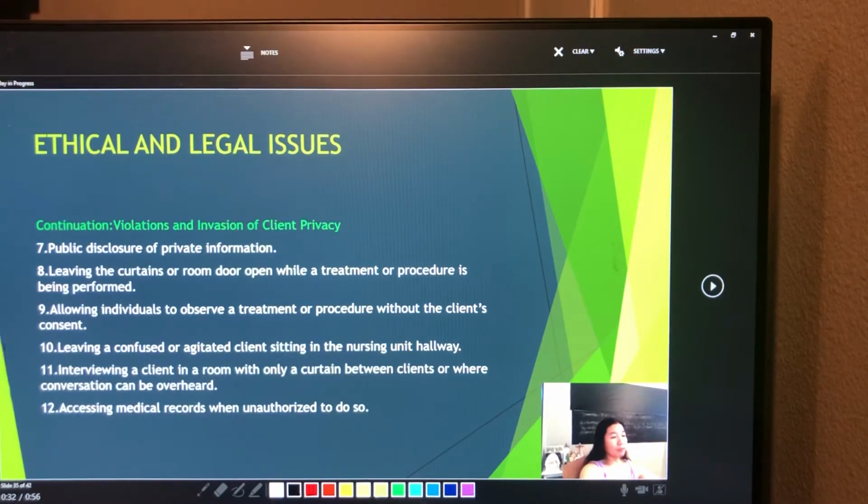Number 10, leaving a confused or agitated client sitting in the nursing unit hallway. Number 11, interviewing a client in a room with only a curtain between clients or where conversation can be overheard. Number 12, accessing medical records when unauthorized to do so.